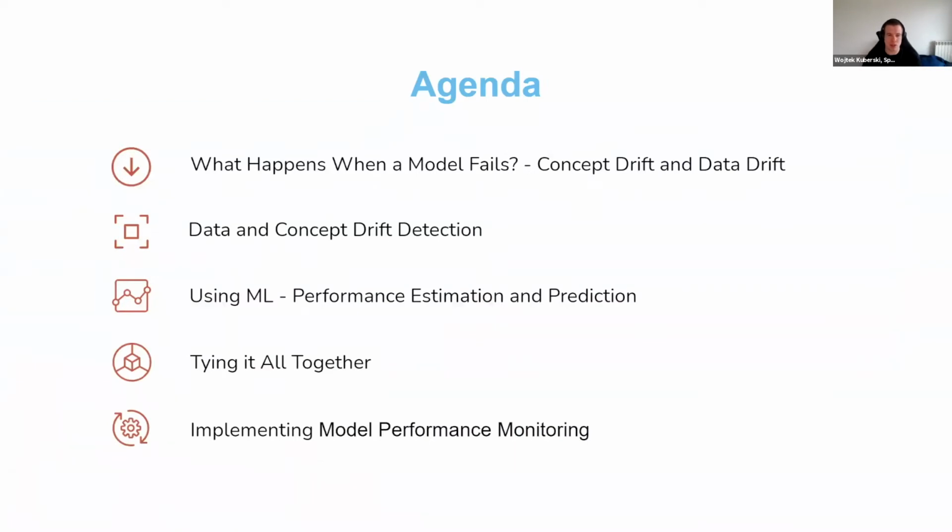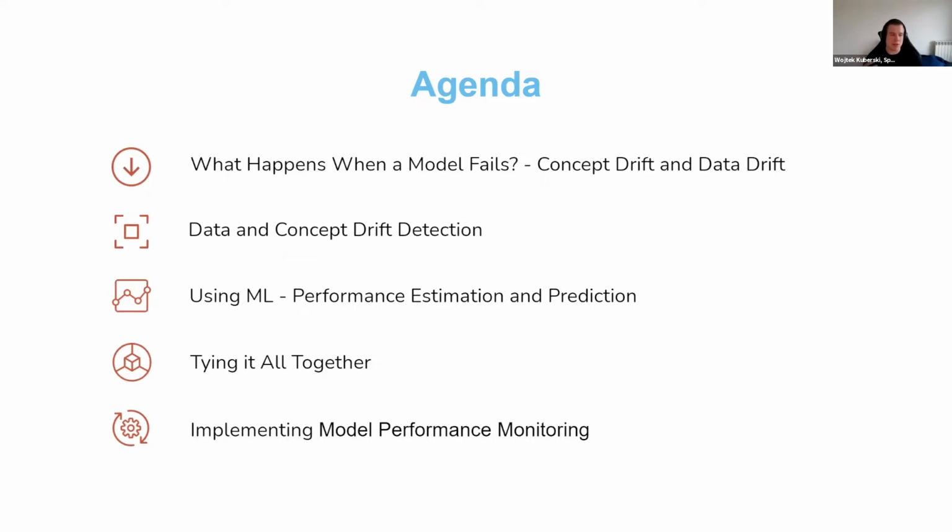So what's on the agenda today? We're going to start with the end in mind. So what happens when a model fails? And we're going to talk about what causes that, which is the concept drift and the data drift, and of course, the results of that, which tend to be disastrous. Then once we define concept drift and data drift, we're going to talk about how to detect it in real life systems.